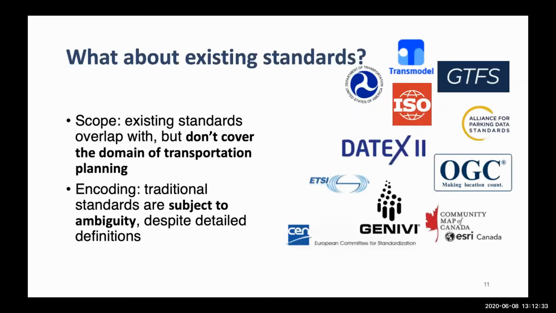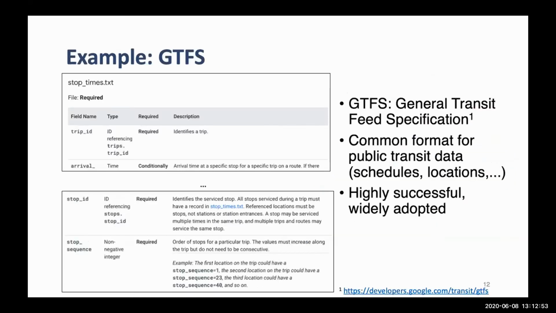And although there are a lot of existing standards out there, most of these standards overlap with the domain but don't cover the domain of transportation entirely. And in addition, many of these standards are subject to some kind of ambiguity despite their detailed definitions. And I'd like to spend a little bit of time talking about that ambiguity now.